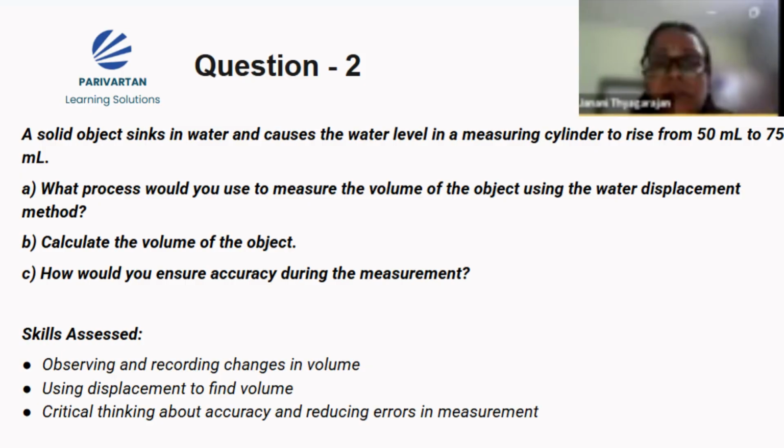And the skills assessed: are they observing? Are they recording the changes in volume? They are using the displacement. How are they finding the volume of it? Critical thinking about accuracy and so on.